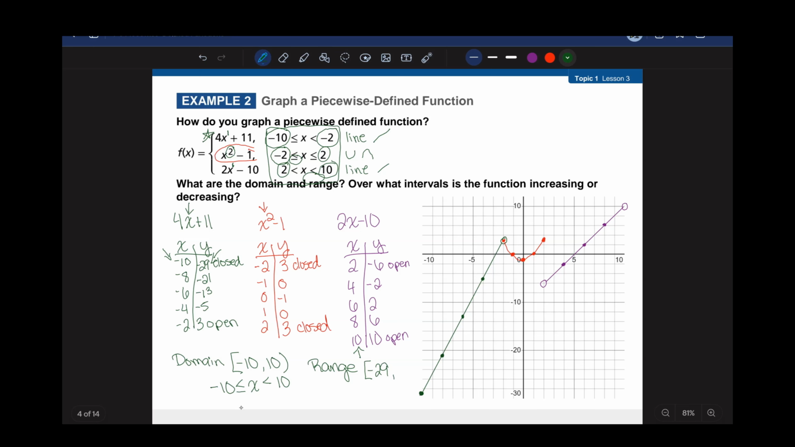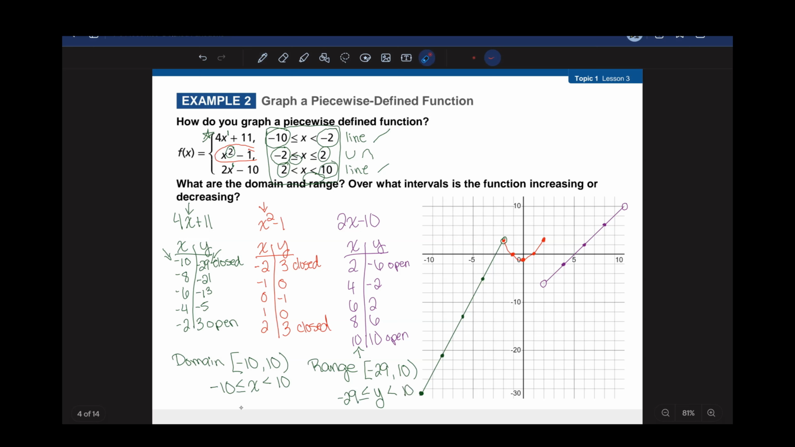All right. Then I go down through and I look for the highest. So 3 is the highest here. 3 is still the highest. Oop, 10 is the highest y value that I have. At that point, 10 has an open circle. So I'm going to say 10 with a parenthesis. So my y values are going from negative 29 all the way to 10.